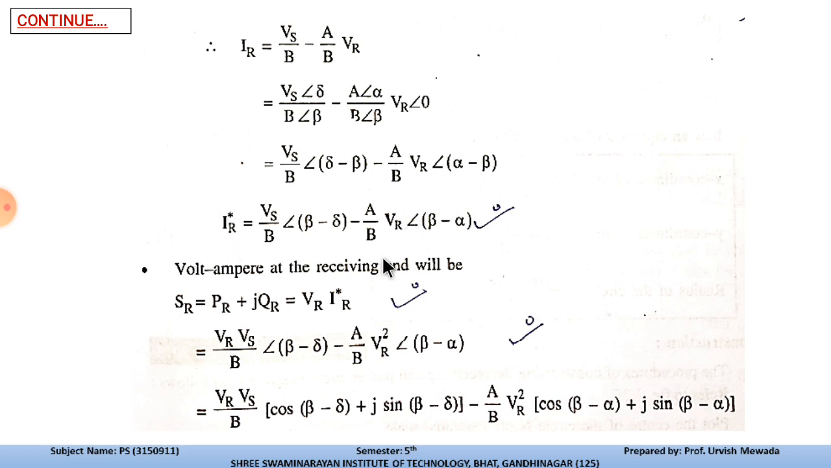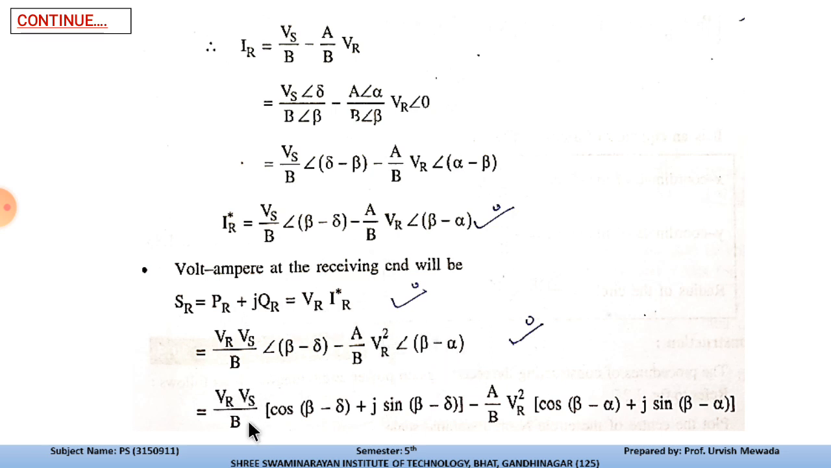Now we have the apparent power equation. SR is equal to PR plus jQR. We are drawing the power circle diagram for the receiving end, that's why SR is the receiving end apparent power, PR is the receiving end active power, and QR is the receiving end reactive power. So from this we can write VR into IR conjugate. Just put the values of IR over here. So VR into Vs by B at angle beta minus delta, and minus A by B, where VR is multiplied with VR, so VR square at angle beta minus alpha.